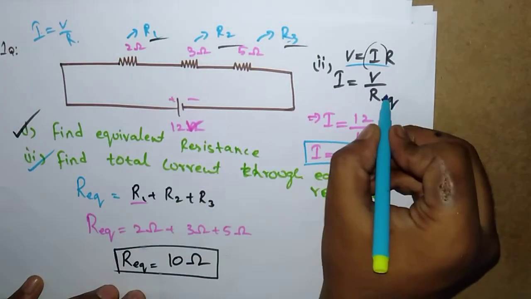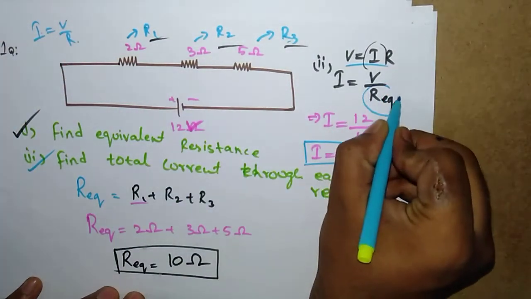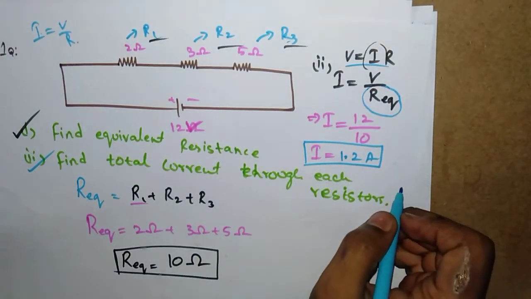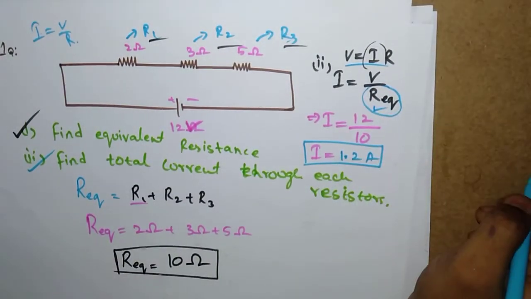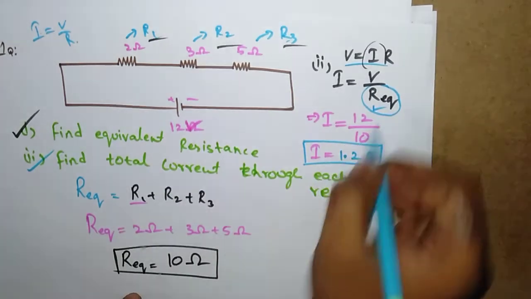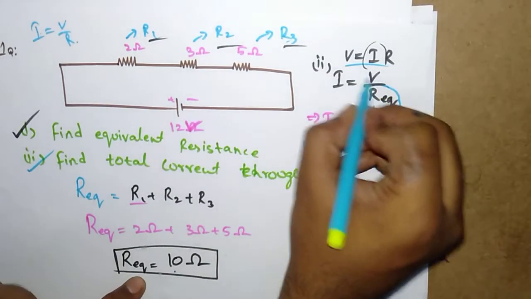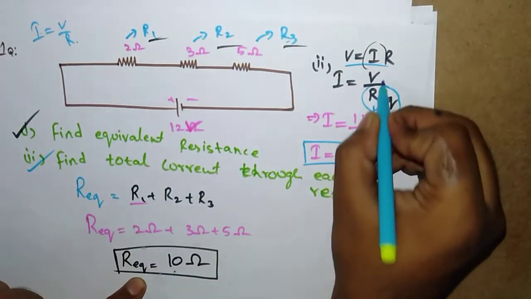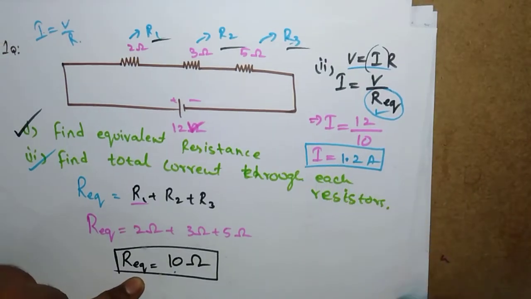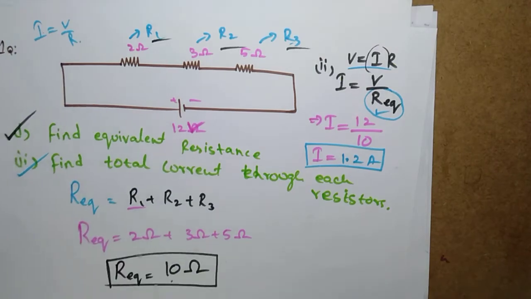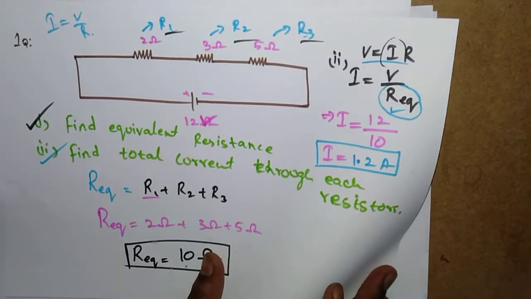Then we should always consider, when you are going to find a current in series combination, you have to consider the equivalent resistance. The equivalent resistance we got as 10 ohms and the voltage is 12 volts. So I is equal to 12 by 10. We get 1.2 amperes. This is the series combination problem.